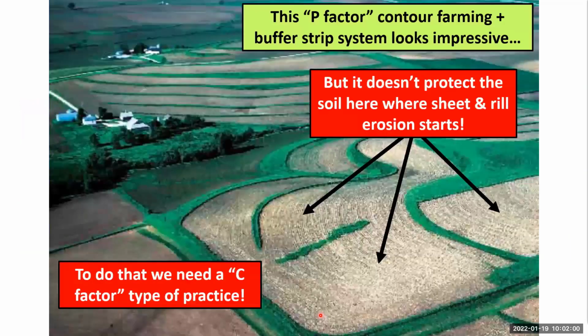The final point here, as I end this lesson, is just remember this idea that our C factor is very, very important. Our representation of the farmer's management, very, very important in the real world and in RUSLE2 for protecting the soil, preventing detachment, keeping the soil in place. P factor, contour farming, buffer strips like these, support practices, which we can model in RUSLE2, they are not the starting point.